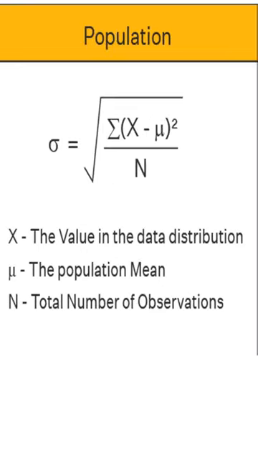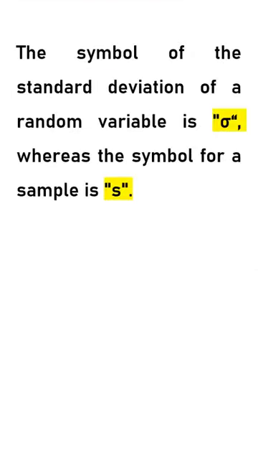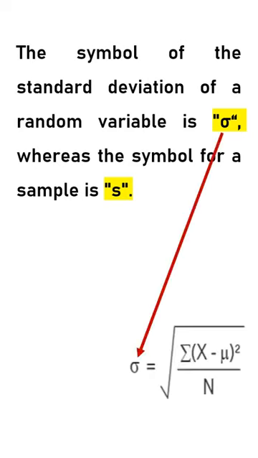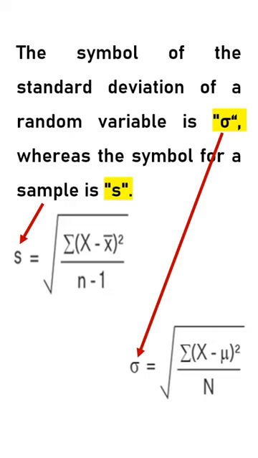Whereas the formula to calculate standard deviation for a population is the square root of the sum total of (x minus mu) the whole to the power of 2, divided by capital N, where x is a value in the data distribution, mu is the population mean, and capital N is the total number of observations. The symbol of the standard deviation of a random variable is the Greek symbol sigma, whereas the symbol for a sample is the letter S.